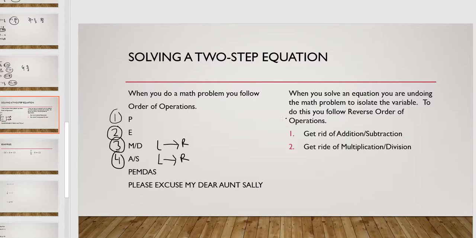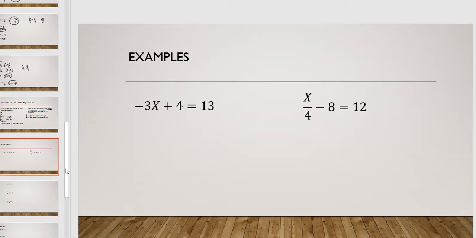When you solve an equation, you are undoing the math problem to be left with just the variable. So you do this following the reverse order of operations. You always get rid of the addition or subtraction part before you get rid of the multiplication or division part.